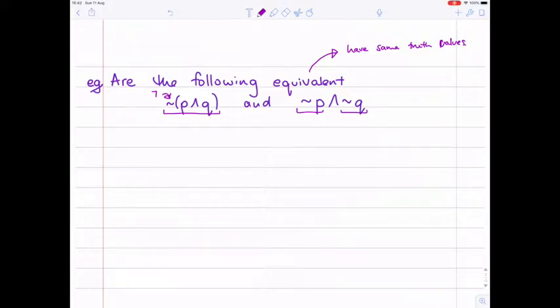All right, well, let's put together a truth table for each of them. So we've got our P and Q in our standard truth table. So we've got a 0, 1, 0, 0, 0, 1, 1, 0, 1, 1.